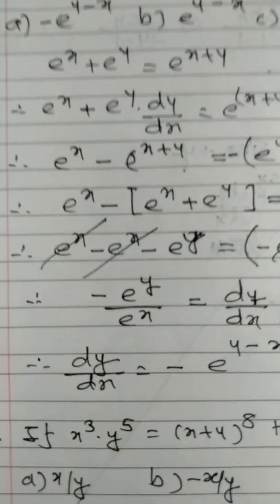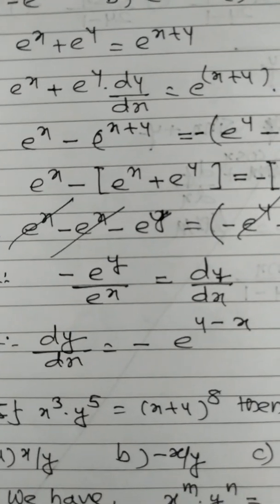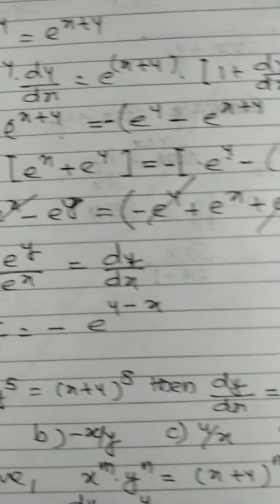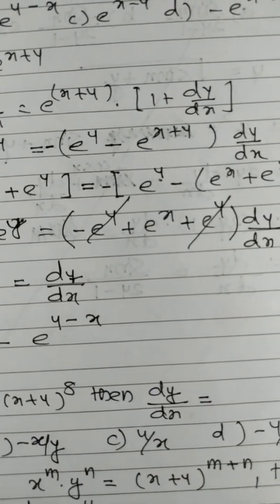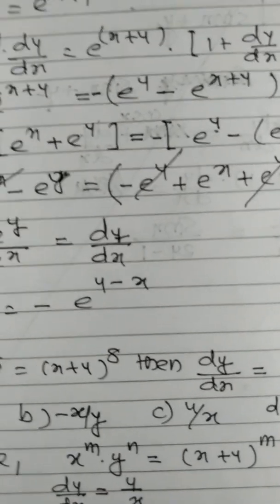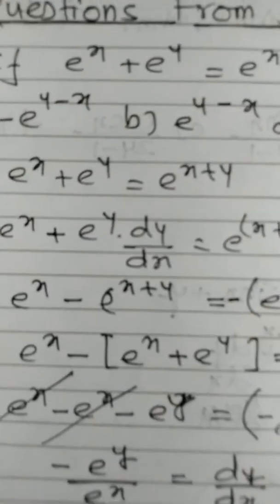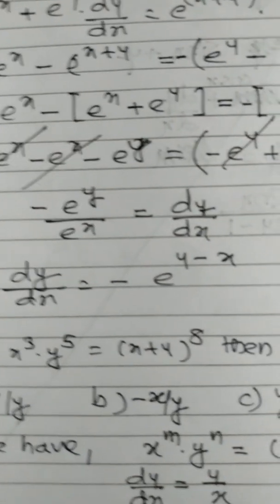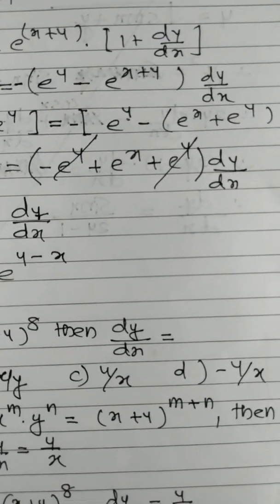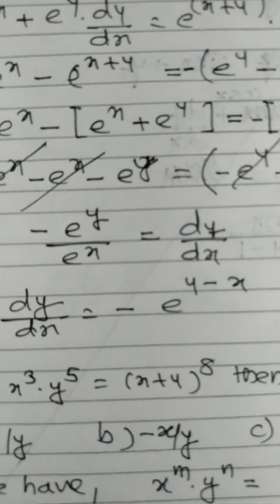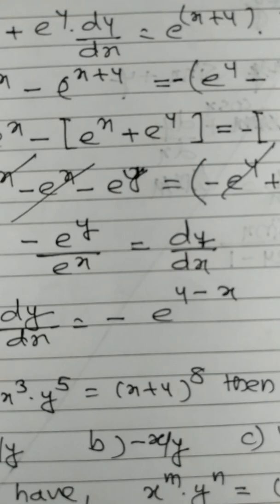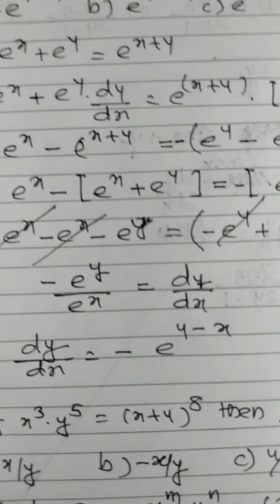Considering the terms with dy/dx and without dy/dx, it becomes e^x - e^(x+y) equals (e^(x+y) - e^y) times dy/dx. By reverse substitution, put the value of e^(x+y), which is e^x + e^y. Some terms get cancelled in that bracket. So dy/dx is -e^y / e^x, which we can modify to -e^(y-x). So option A is the correct one.